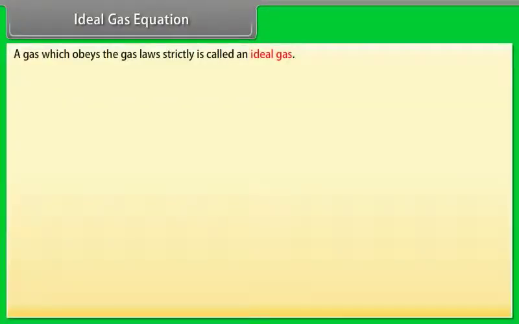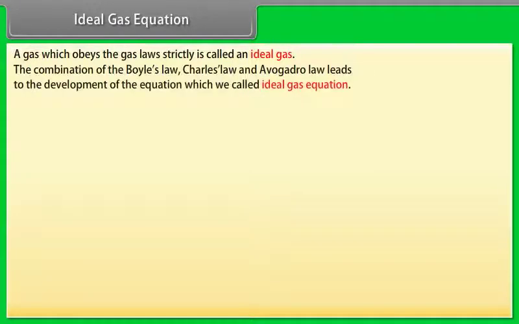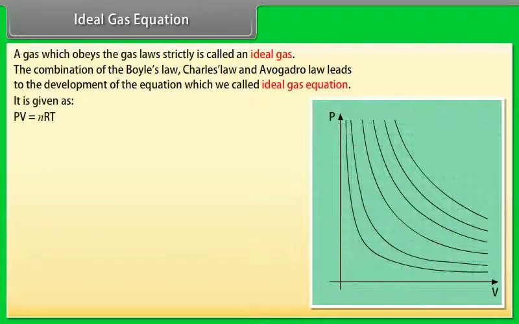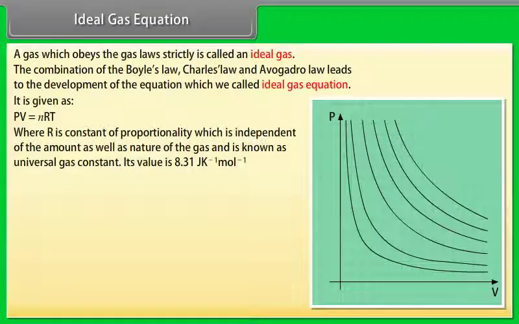Ideal gas equation. A gas which obeys the gas law strictly is called an ideal gas. The combination of Boyle's law, Charles' law and Avogadro's law leads to the development of the equation which we call ideal gas equation. It is given as PV is equal to nRT, where R is the constant of proportionality which is independent of the amount as well as nature of gas and is known as universal gas constant. Its value is 8.31 joule per Kelvin per mole.